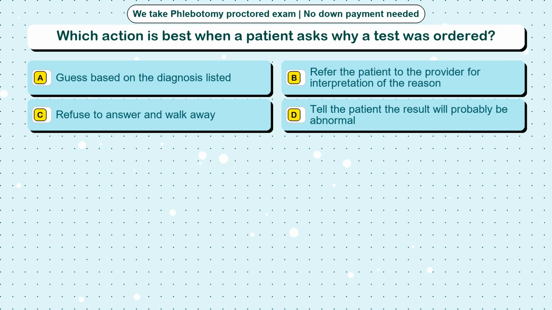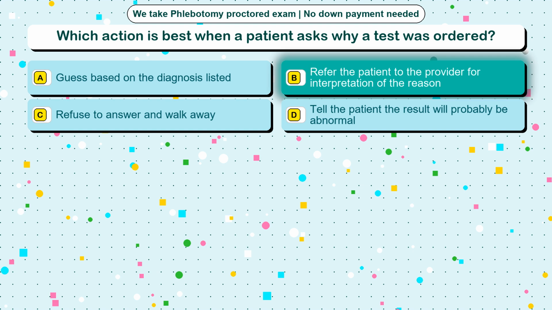Question 30. Which action is best when a patient asks why a test was ordered? Option A. Guess based on the diagnosis listed. Option B. Refer the patient to the provider for interpretation of the reason. Option C. Refuse to answer and walk away. Option D. Tell the patient the result will probably be abnormal.